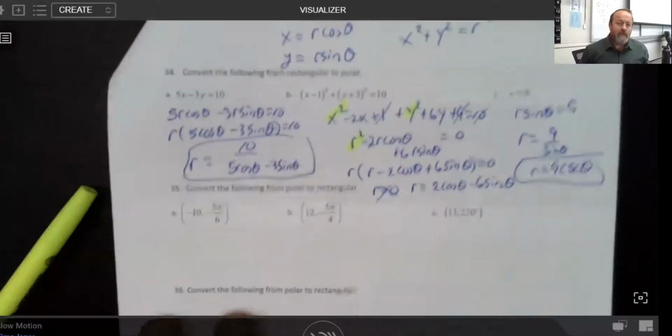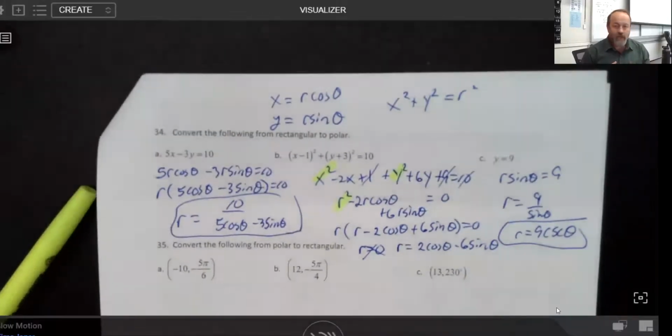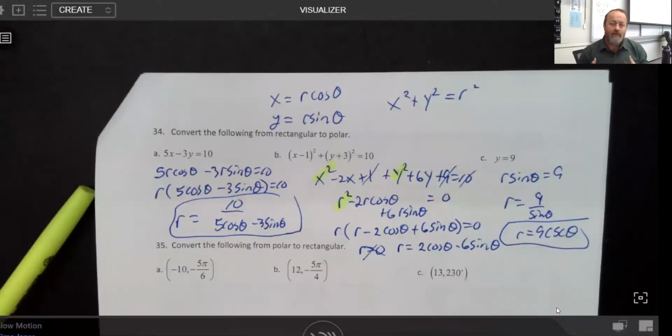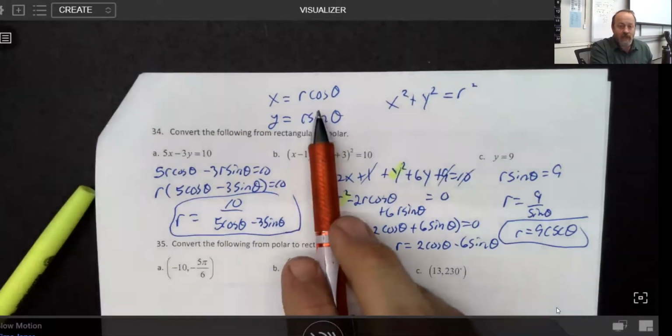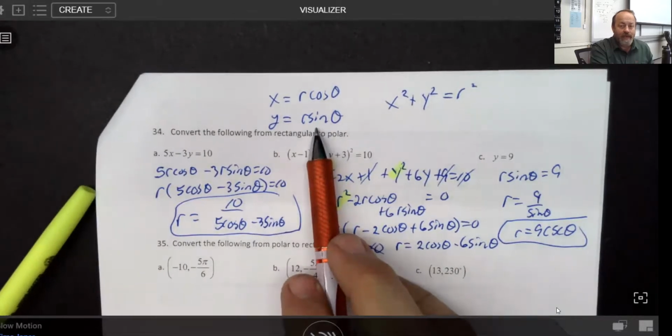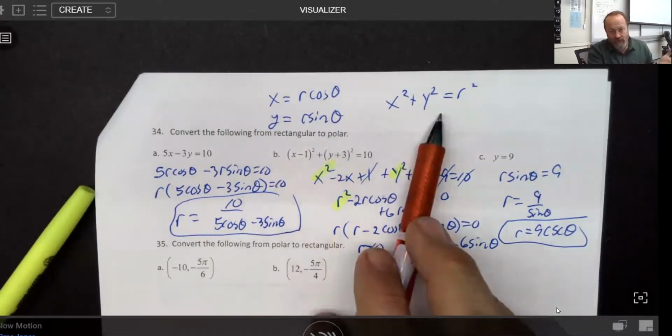So going to the document, what you want to remember is that we have 3 master equations that help us go back and forth between rectangular systems and polar systems. Anyway, they were x equals r cosine theta and y equals r sine theta. And of course, the Pythagorean theorem helps us do that.